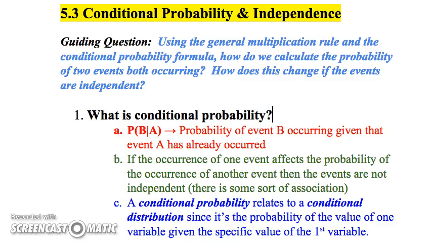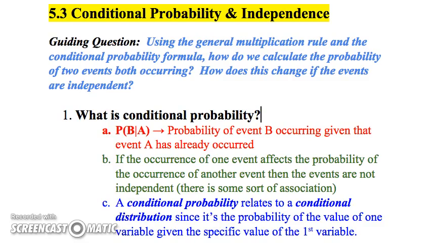So this is the AP Stats 5.3 homework video on conditional probability and independence. You should be able to use the general multiplication rule and conditional probability formula to calculate probabilities and describe what independence means, quantify it, as well as describe what it means qualitatively. So let's look at an example problem to get started.